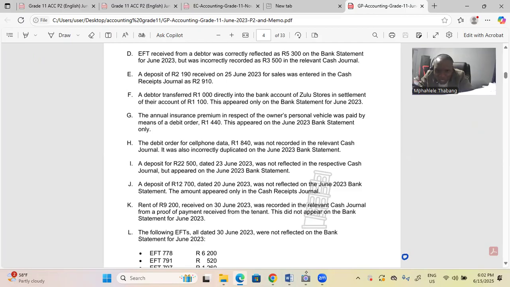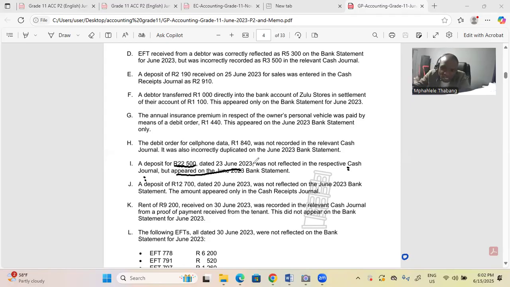A deposit for 22,500. Money for sure is getting into our bank. They are depositing money for the business. If the bank presents it, it has to be on the credit side to show that the money of the business got into the account. It was not reflected in the respective cash journal, but it appeared on the bank statement.